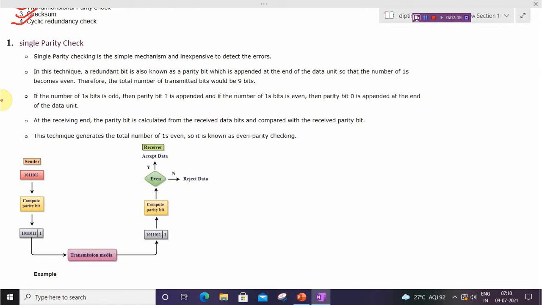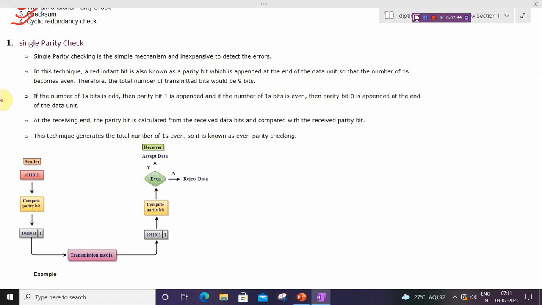If the number of ones is odd, then the parity bit will be 1. Means if the number of 1s is odd, we add an extra 1, that is the parity bit, to make it even. Okay, means it is even parity. And if the number of 1s is even, then the parity bit will be 0. 0 is appended at the end of the data unit.